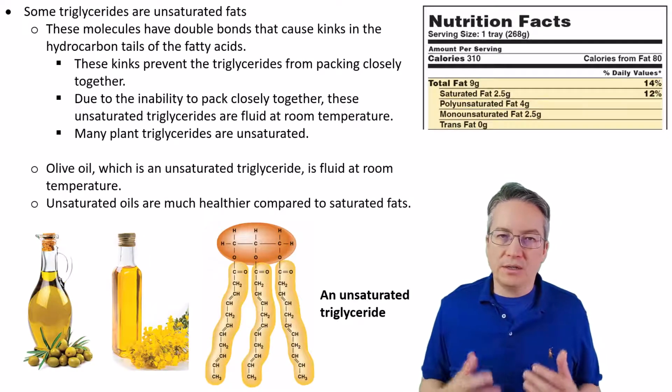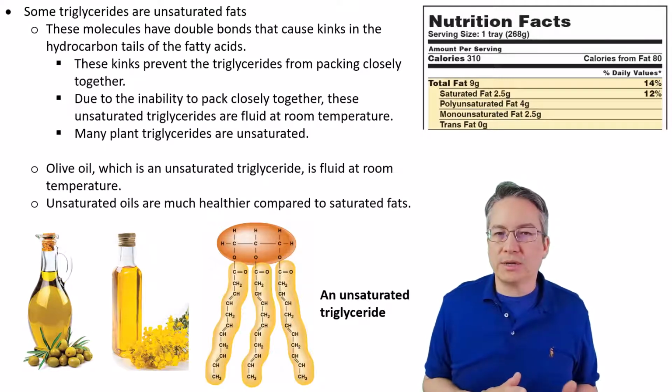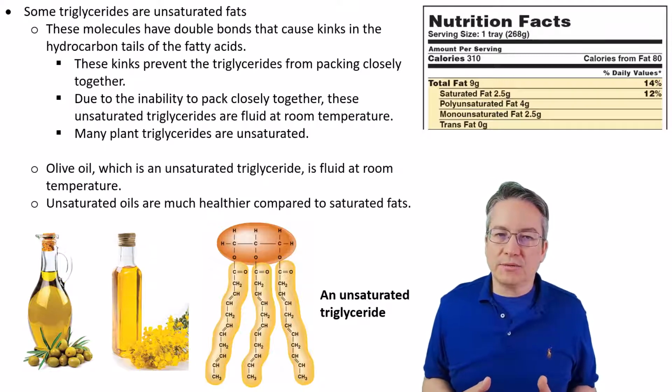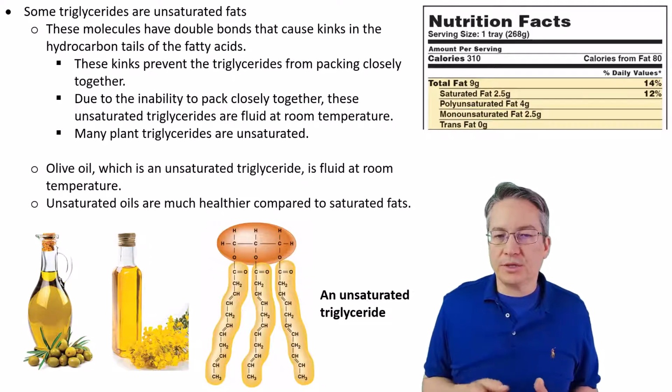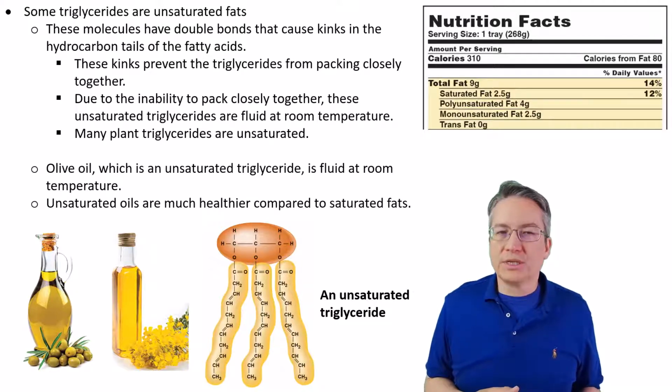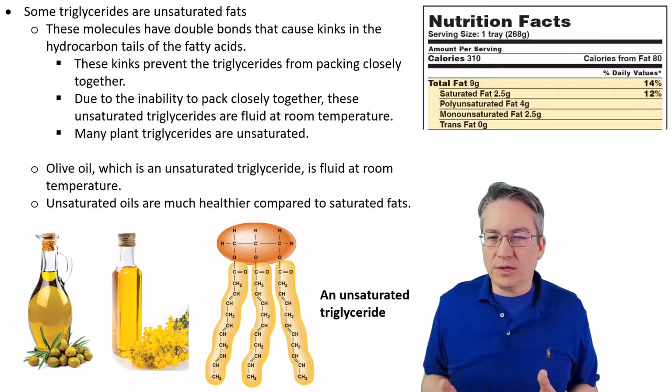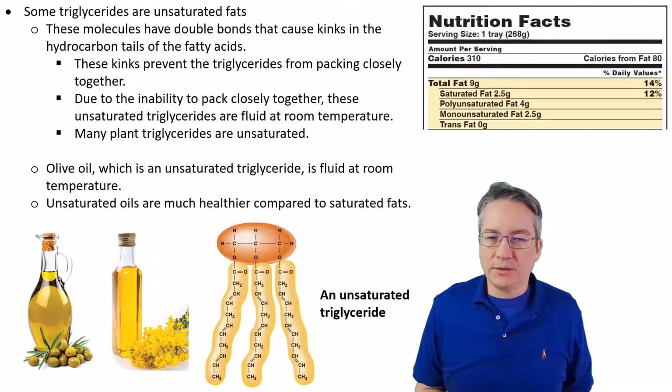Well, you have unsaturated fats. So some triglycerides are unsaturated. These molecules have double bonds that cause kinks in the hydrocarbon tails of the fatty acids. So if you look at the picture here, two examples would be olive oil and canola oil. And then if you look at the molecular model here, we have an unsaturated triglyceride.